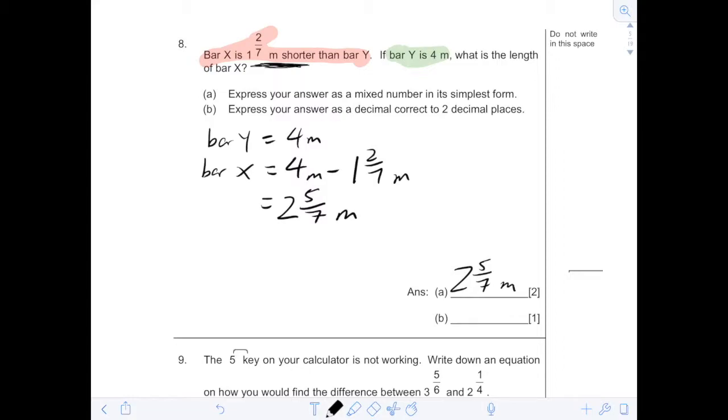And for part B, you're going to convert this into a decimal. So 2 and 5 over 7 meters will be equal to, when you convert, the two wholes will always remain the same because it's only the 5 over 7 that you need to convert into decimals. So it's 2 whole. If you take your calculator and press 5 divided by 7, because it's 5 over 7, you find that the answer is 0.714.